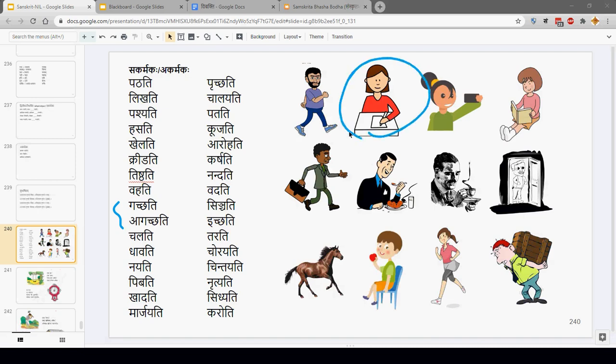Like somebody is reading the book here. So, Balika pustakam patati. What is being read? The book is being read. Pustakam becomes the second case affix. Similarly, gacchati. What is being reached after going? That comes in the second case. The word will be in the second case suffix. Balika vidyalayam gacchati. Balika gruham gacchati. Balika chitramandiram gacchati. The movie hall, chitramandiram.